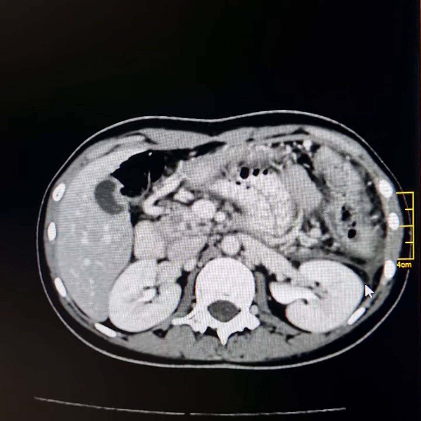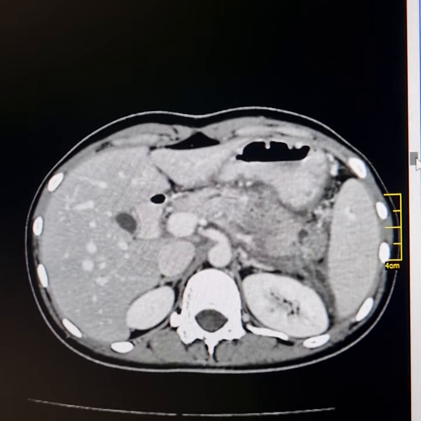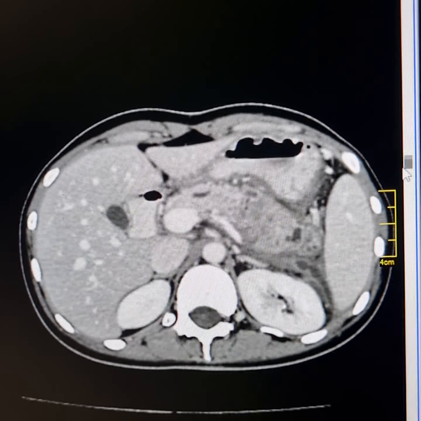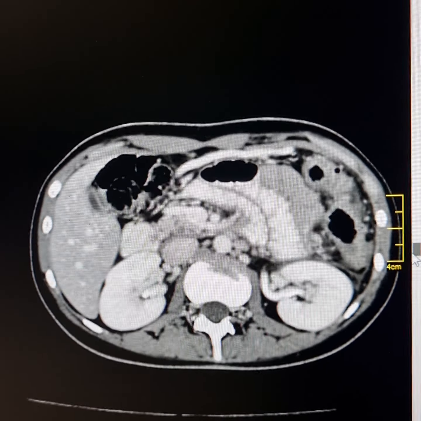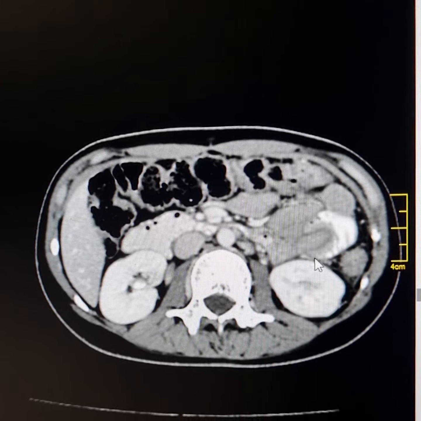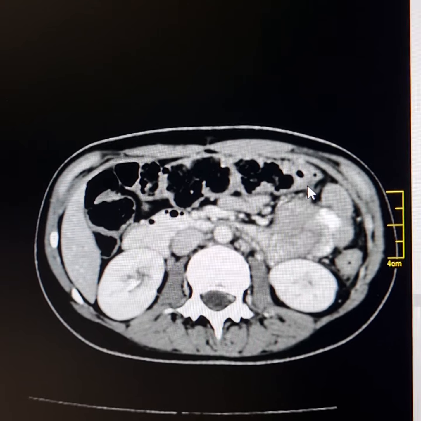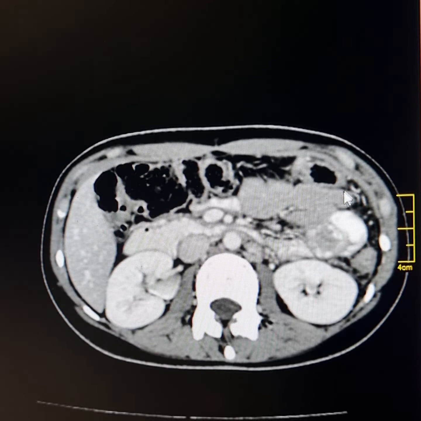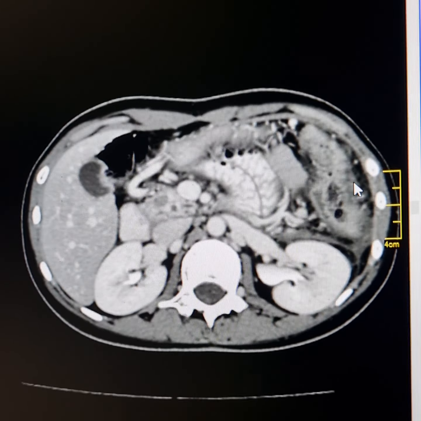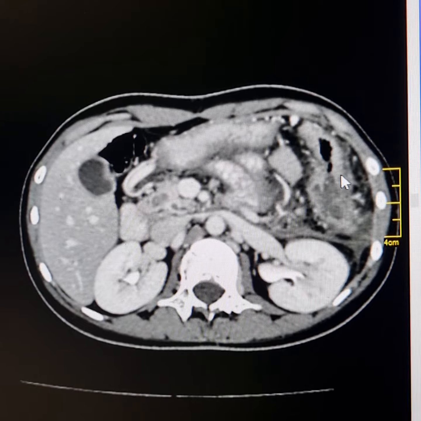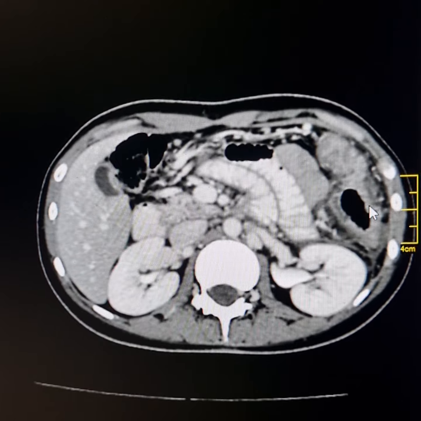The reason for sharing this case is that I just want to show you and highlight how colon cutoff sign occurs in cases of acute pancreatitis. Now please observe, this is the transverse colon here. Now at this level onwards, this is the splenic flexure of colon. Please observe the edema and thickening of the wall of the splenic flexure of colon. Please observe the thickened, edematous wall.